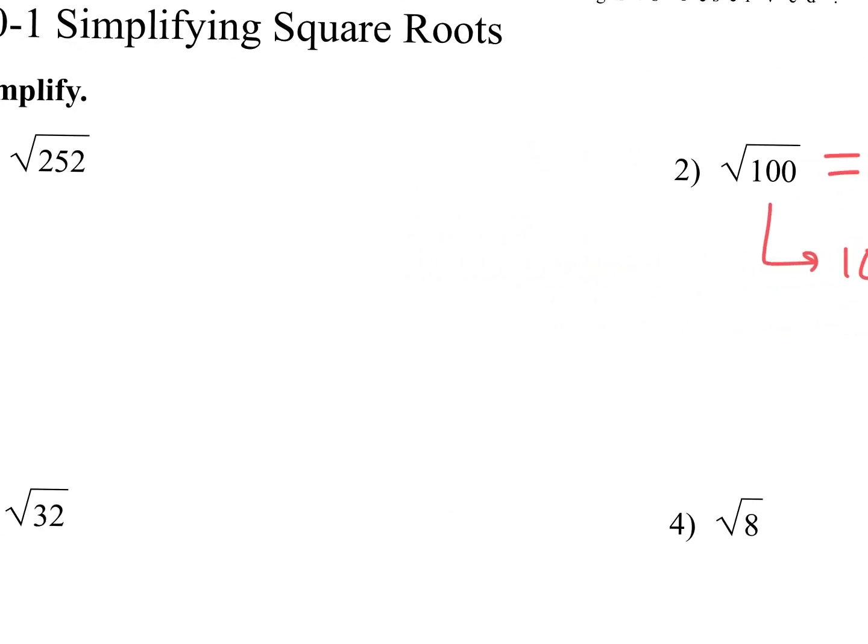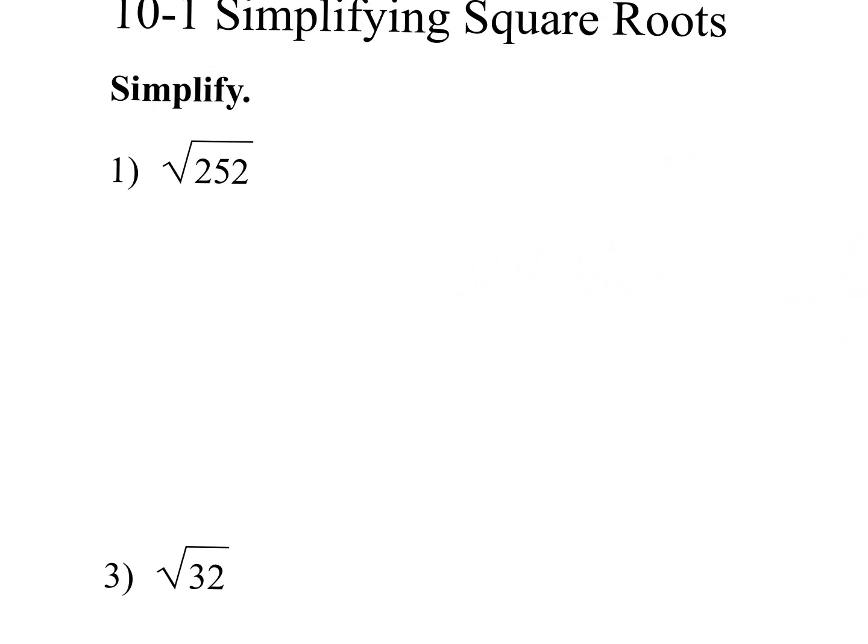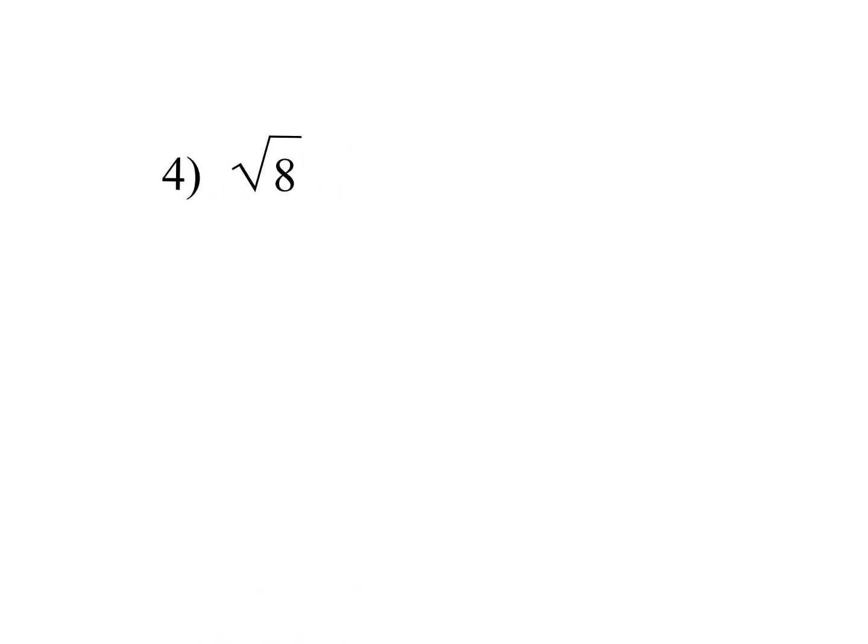Okay, but is there a number times itself to give us 252? No, so how can we simplify this? Let's start with number 4 first because it's smaller. Number 4, we said no. Okay, how can we simplify that still? Think of your list up here. Think of factoring, kind of.